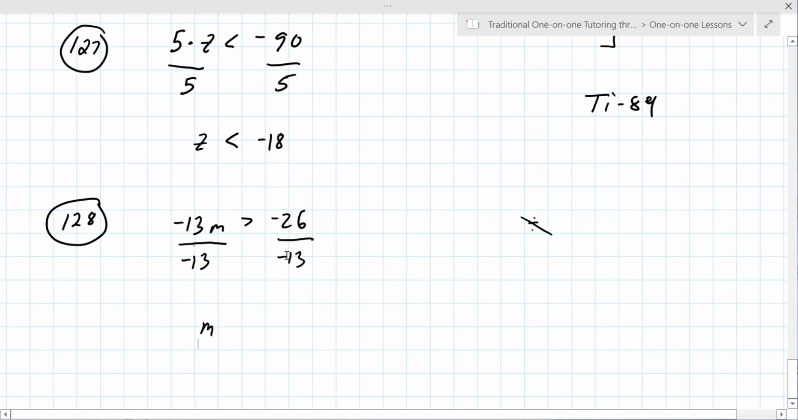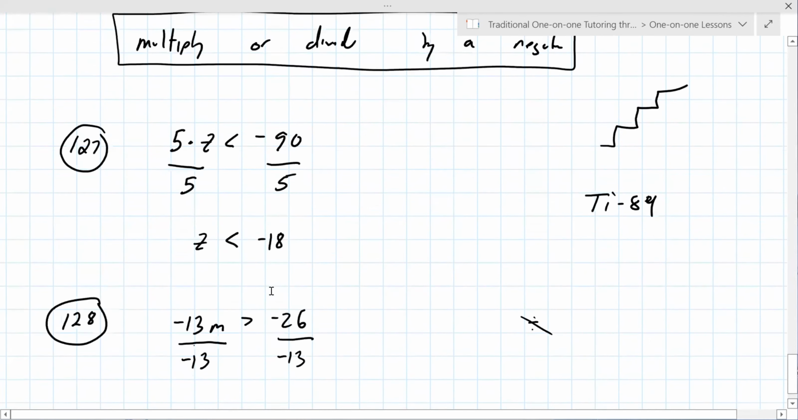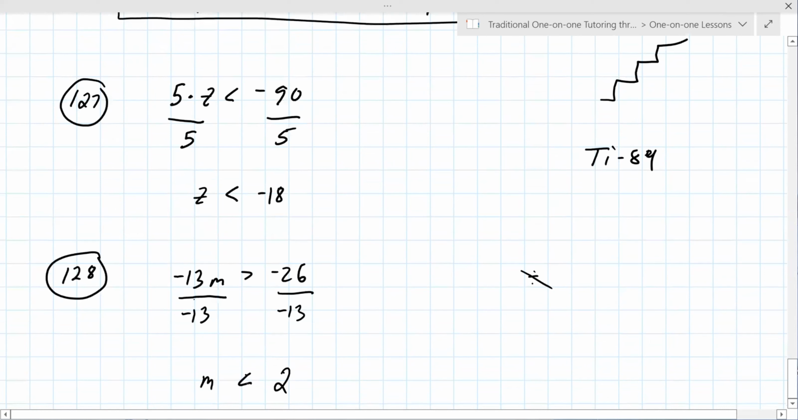That'd be 2. Now, question to you: did you multiply or divide by a negative? Yes. Okay, so that changes this. So I showed you that up here. The less than goes to a greater than, a less than or equal to goes to a greater than or equal to. There's no diagonal switching here. So it becomes less than 2.